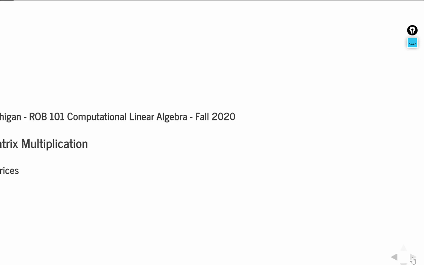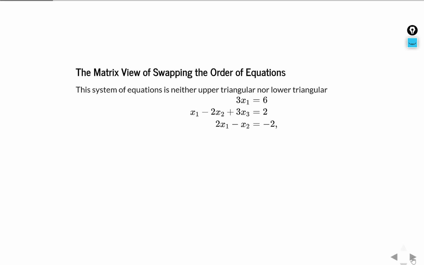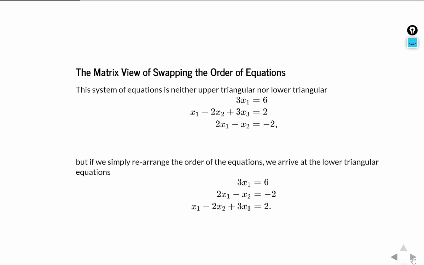Permutation matrices. In this video, we're going to see the matrix view of swapping the order of equations. Consider the following system, which has neither upper triangular nor lower triangular form. However, by simply reordering the second and the third row, we arrive at the lower triangular equations.